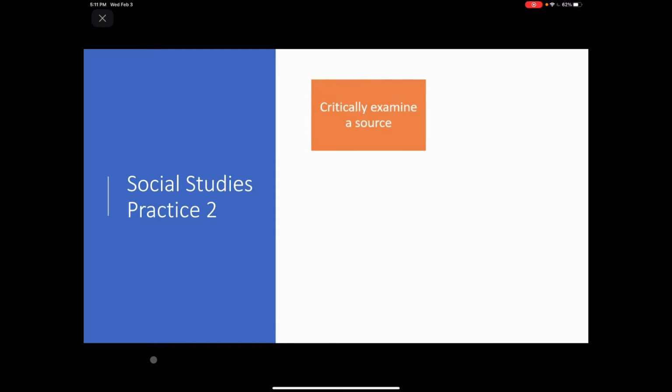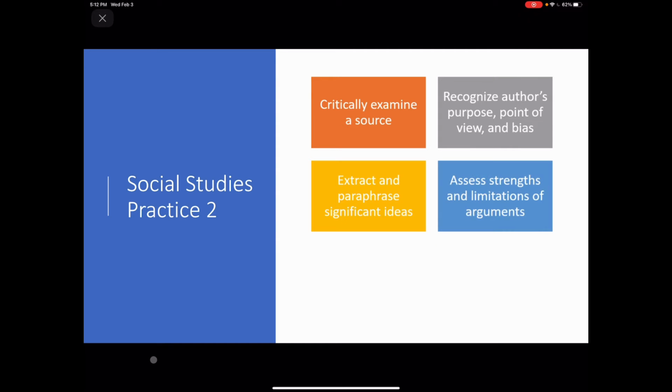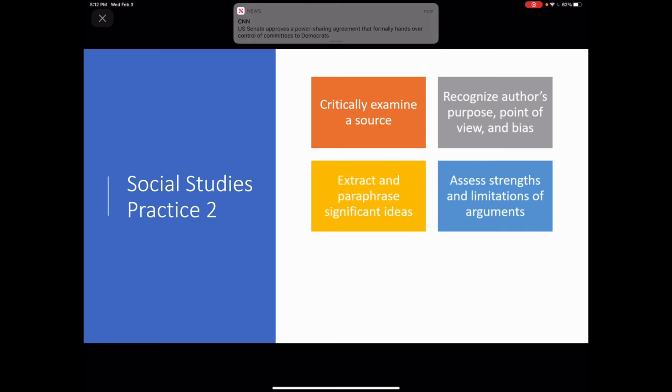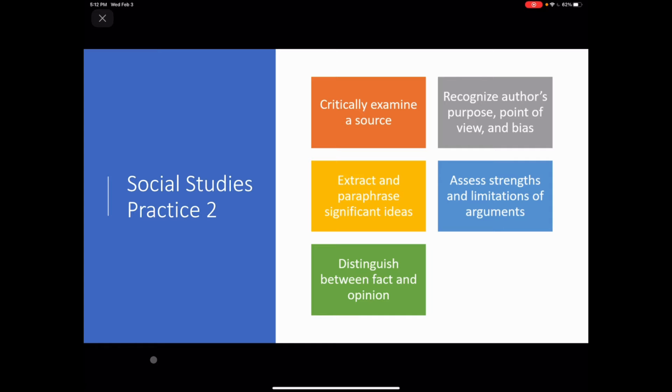Social studies practice number 2 is when you start to critically examine a source. Okay, you found a source, but how is it going to help you make your claim? Okay, you do that by recognizing author's purpose, point of view, and bias. This sounds a lot like ELA. You can extract and paraphrase significant ideas. Assess the strengths and limitations of the arguments. Distinguish between fact and opinion. And draw inferences and conclusions.